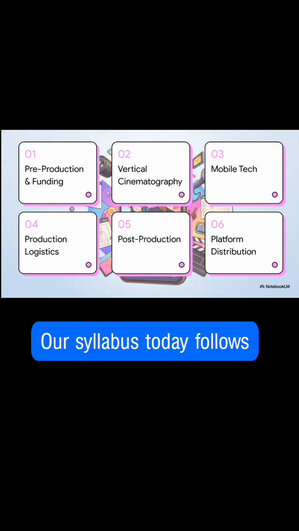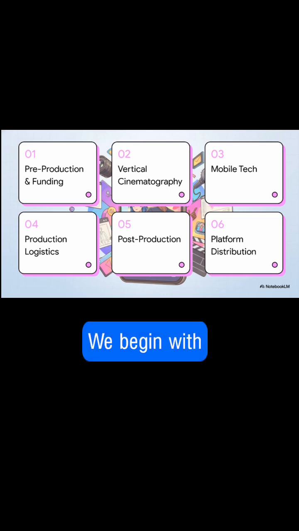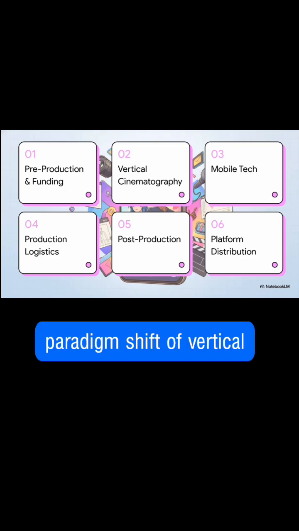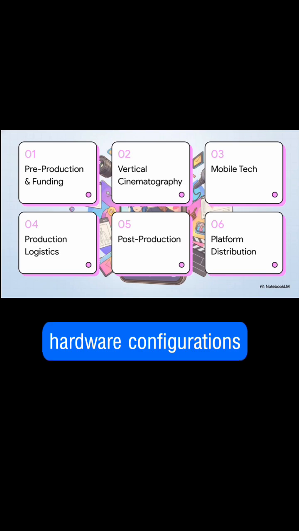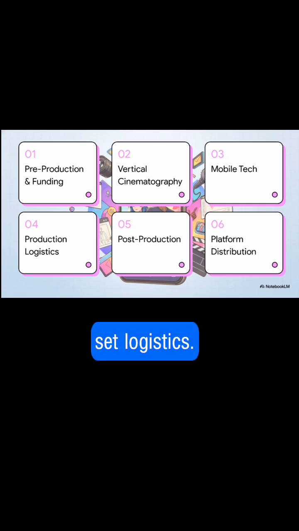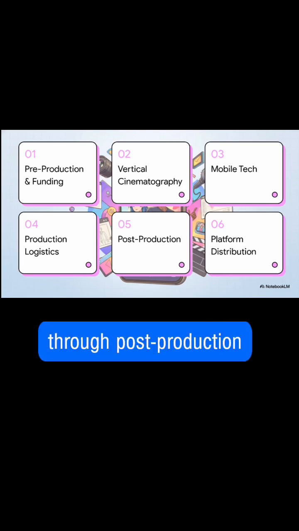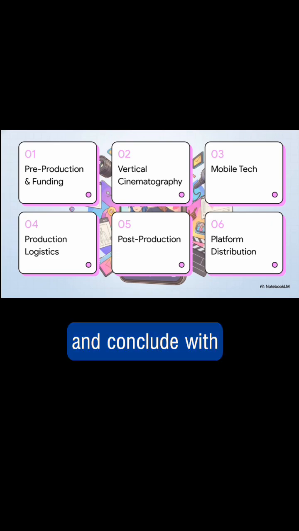Our syllabus today follows a strict linear progression. We begin with pre-production and zero-budget funding mechanics, move into the structural paradigm shift of vertical cinematography, detail the specific mobile hardware configurations required, and then cover set logistics. Finally, we advance through post-production episode structuring and conclude with platform distribution and venture financing.